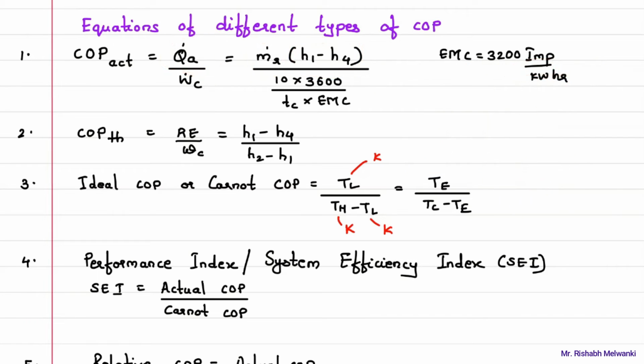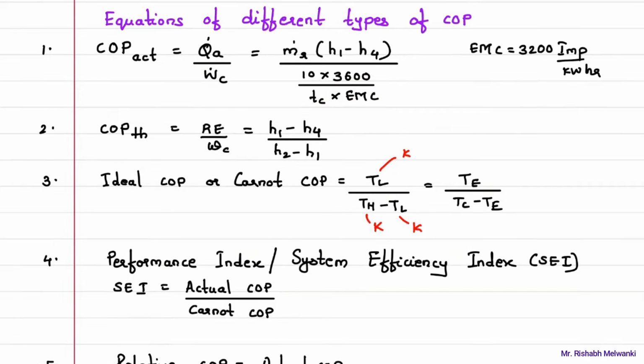Okay, and power consumed by the compressor, you observe the equation. This is given as 10 into 3600 divided by T into EMC. So here what I am trying to suggest is the power consumed by the compressor is calculated using this equation. This equation we will see in the practical session.